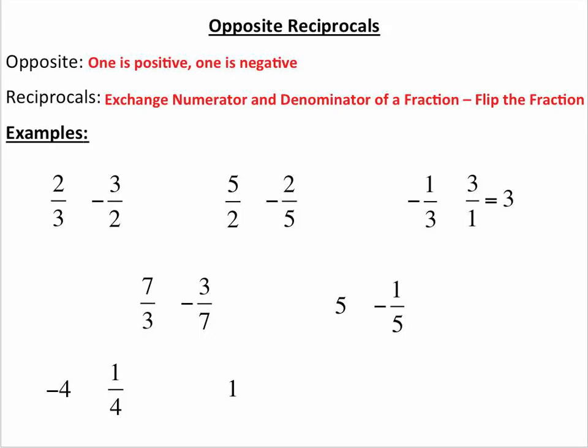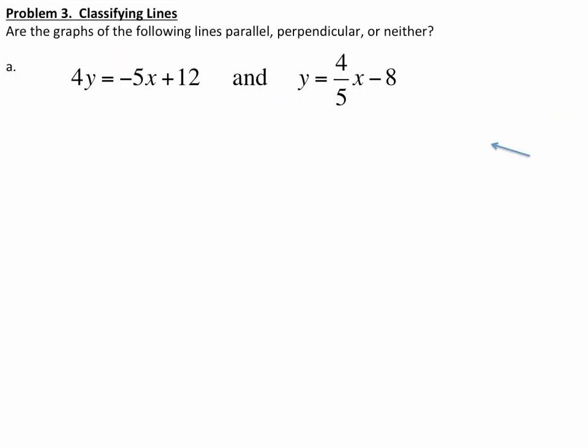1, well, 1 is just 1 over 1. So negative 1 over 1 flipped over will be negative 1 over 1. And then negative 3, well, negative 3 is really negative 3 over 1. So positive, and flip it, will be 1/3. Okay, so those are some examples of negative reciprocals.